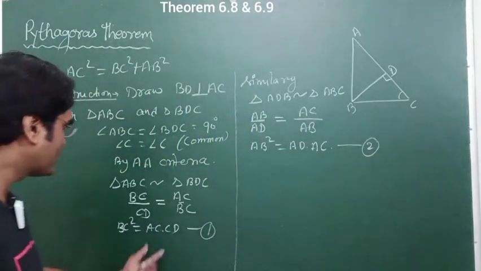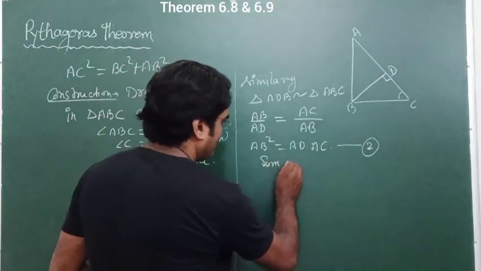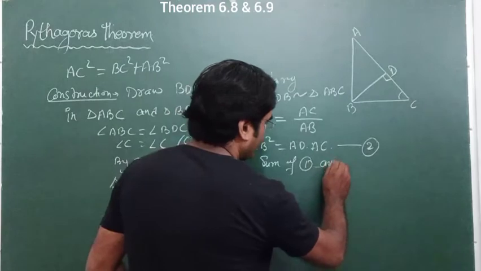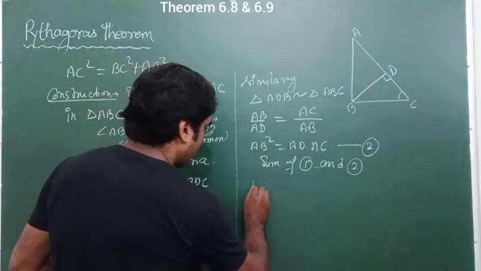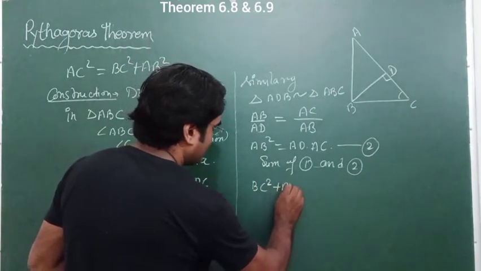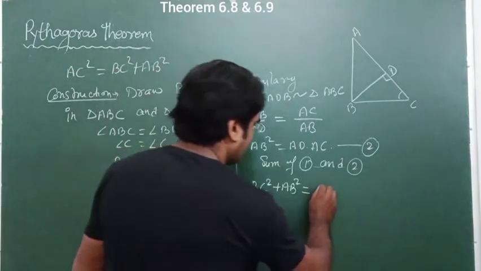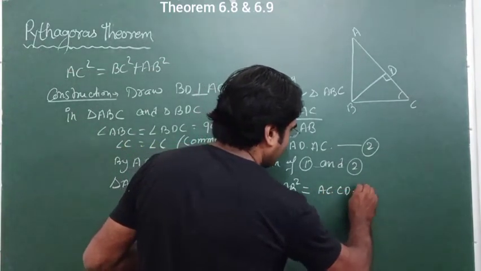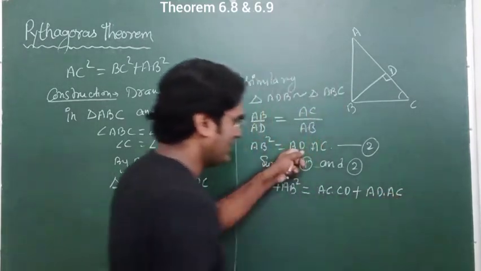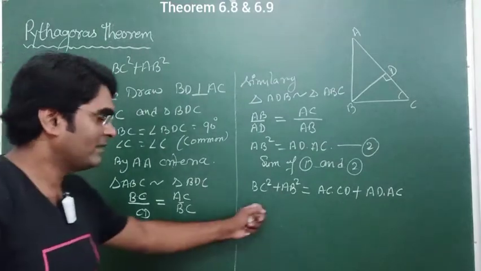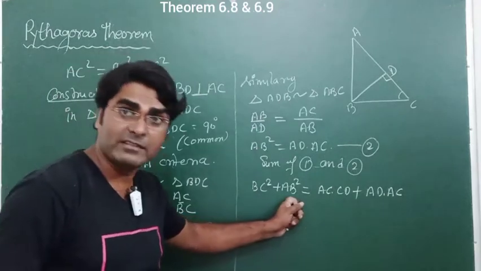Now we are going to find the sum of 1 and 2. What is that? BC square plus AB square is equal to what? AC into CD plus AD into AC. Got it? This is the left hand side, BC square left hand side. AB square also the left hand side. So this is also in left hand side.